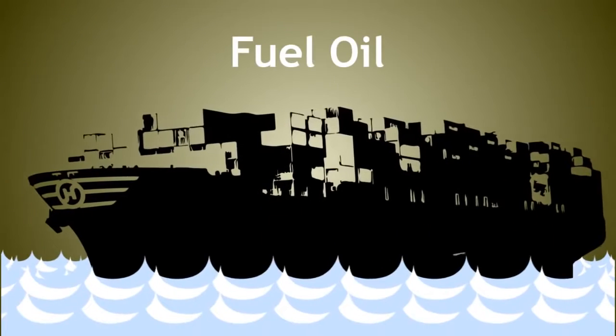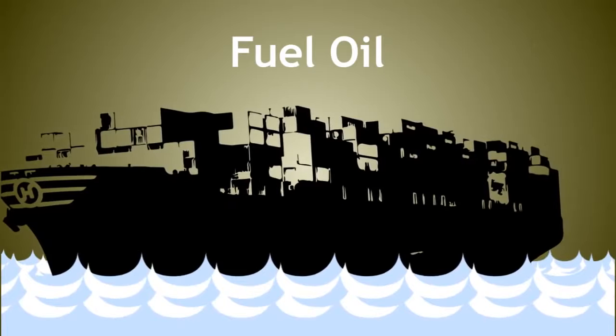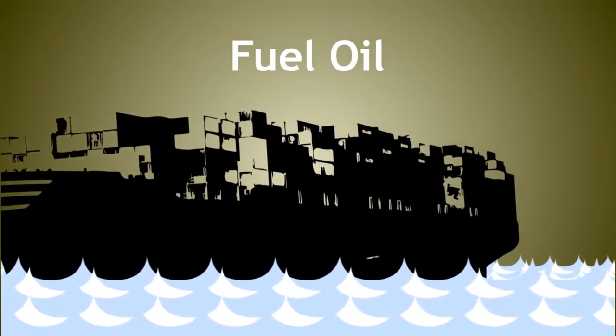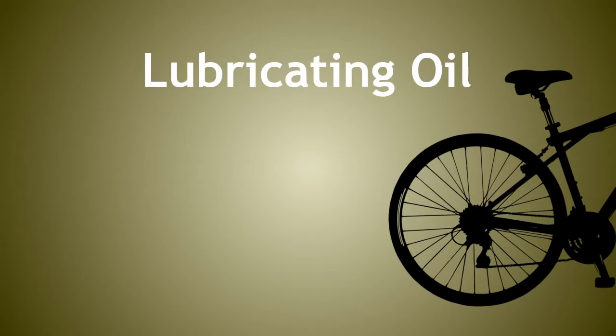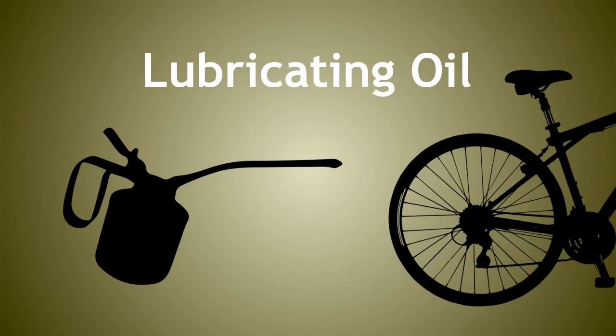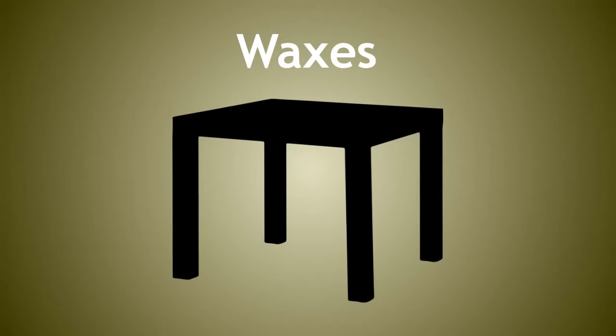Fuel oil is a fuel used in power stations and ships. Lubricating oil sticks to surfaces, reduces friction and protects from rust. And finally, waxes, which along with the oils can be used for polishing surfaces.